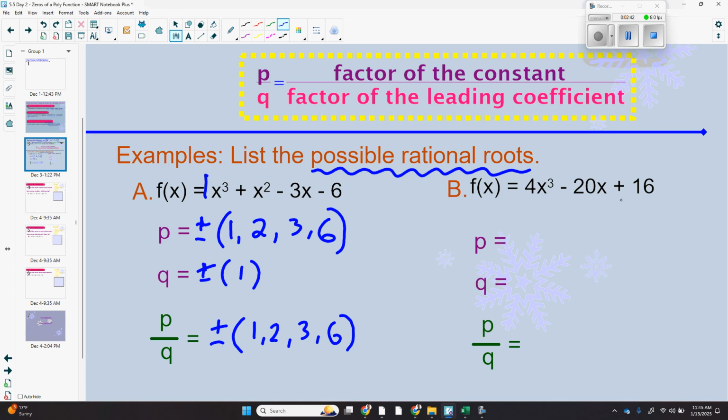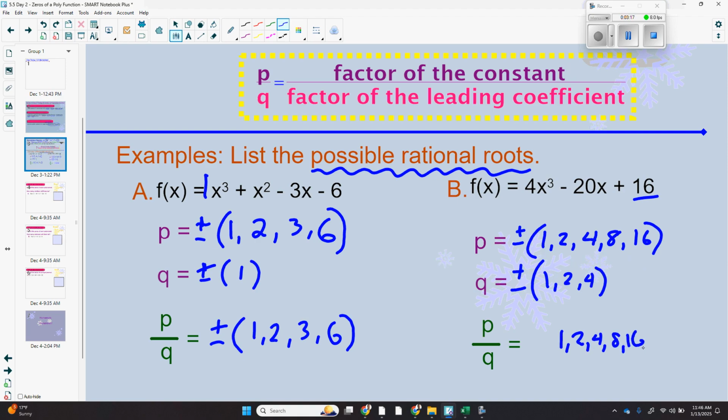The next one's a little bit more interesting because the p is going to be the factors of my constant term here. And 16 has factors of 1, 2, 4, 8, and 16. I think that's all of those. And again, I'm going to put a plus or minus in front. The q's have factors of 4, which is going to be 1, 2, and 4. So when I go to write out the p over q, the same list over 1 is going to be the same. So I'm still going to have 1, 2, 4, 8, and 16.